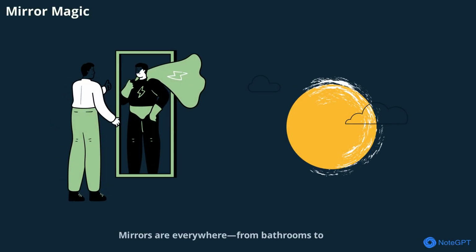Mirrors are everywhere, from bathrooms to cars, and they work because of reflection. When light hits a shiny surface like a mirror, it bounces back, allowing us to see our own image. This bouncing back of light is called reflection. It's the reason you can check your appearance or see objects behind you using a mirror. The process is simple but powerful, and it forms the basis for many optical devices.